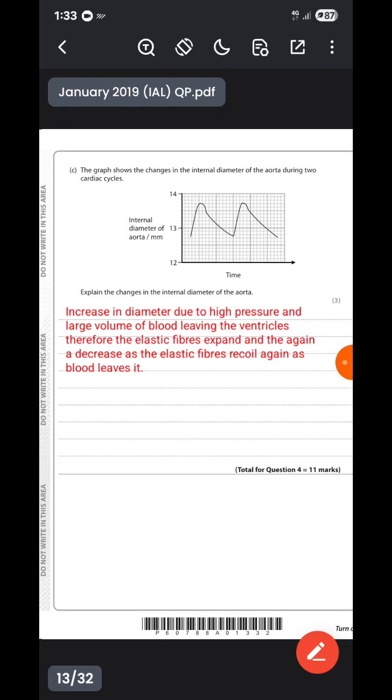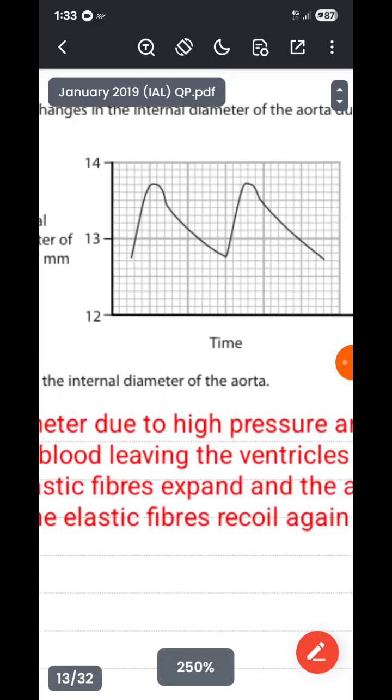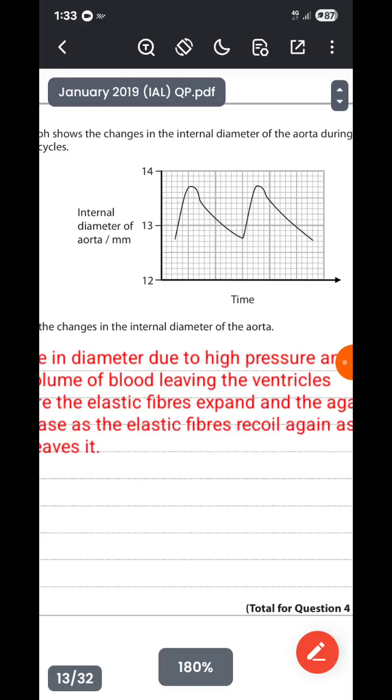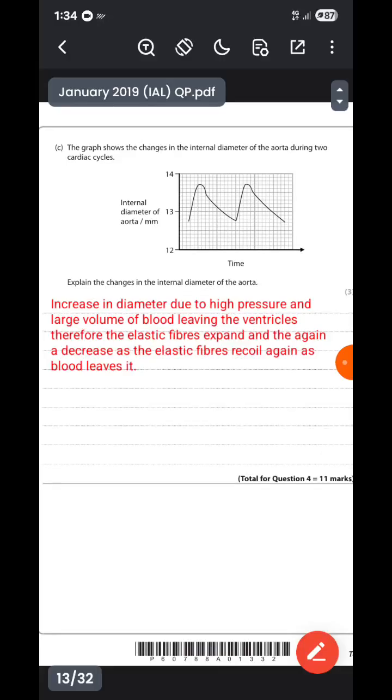Part C. The graph shows the changes in the internal diameter of the aorta during 2 cardiac cycles. Explain the changes in the internal diameter of the aorta. So they have given a graph. So we can see the diameter increases with time and then again decreases, increases and again decreases. Okay. So they are asking to explain the changes.